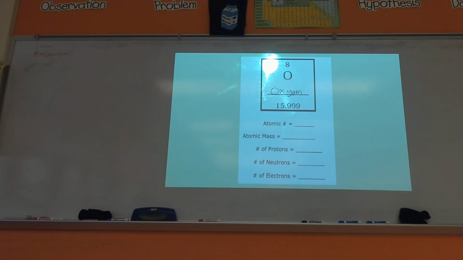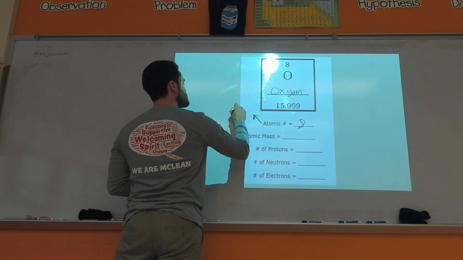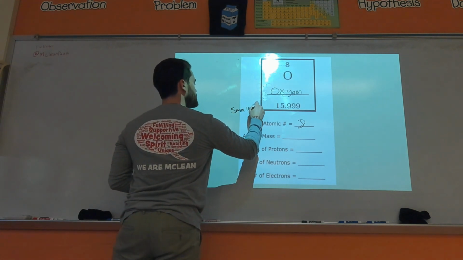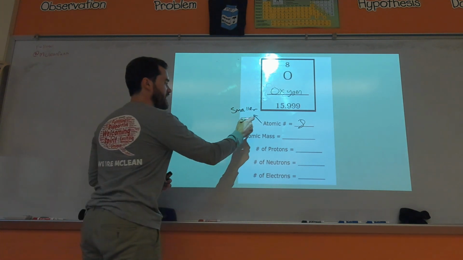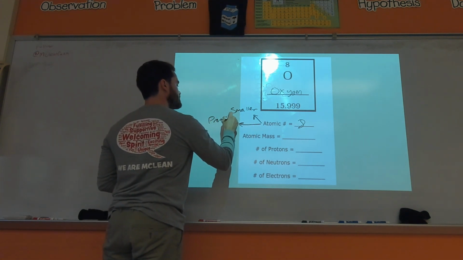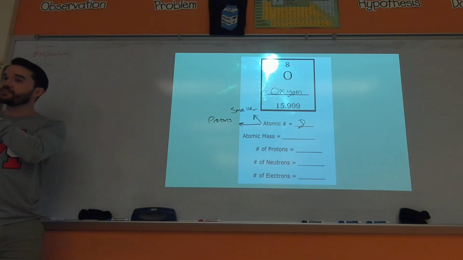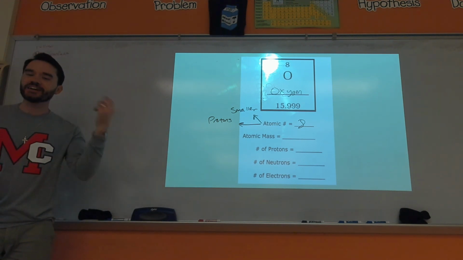Atomic number equals what? What would you think? Yeah. 8. Awesome. Atomic number equals 8. Atomic number, that's always going to be the smaller number. Or another way of saying that, and more importantly, this is the number of protons. And this will tell you the element you're working with.